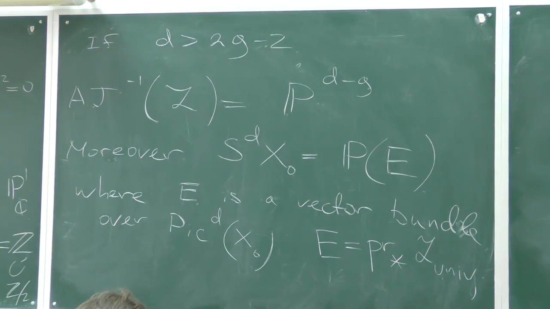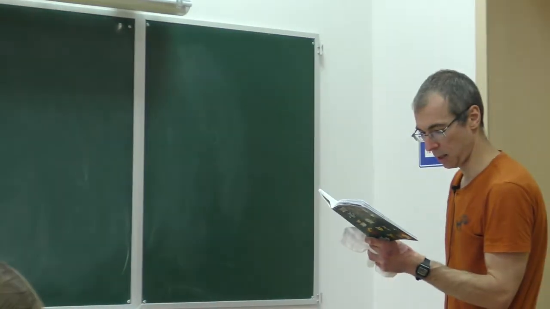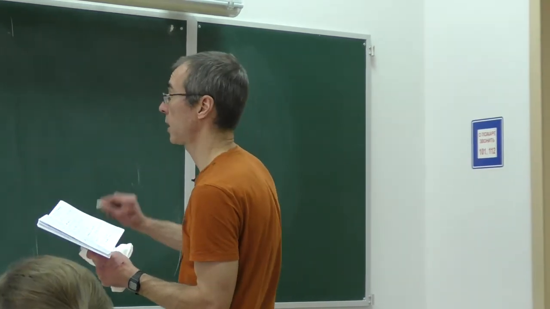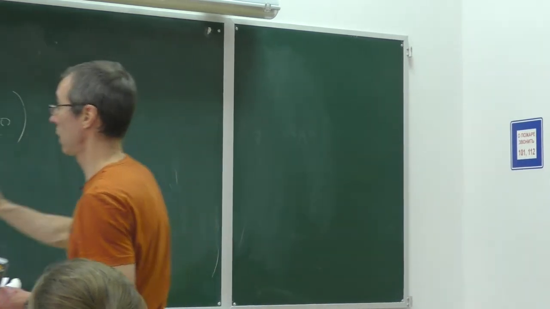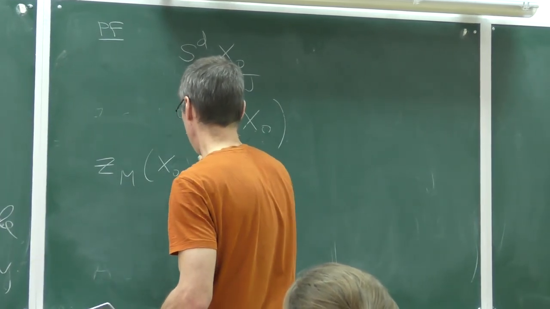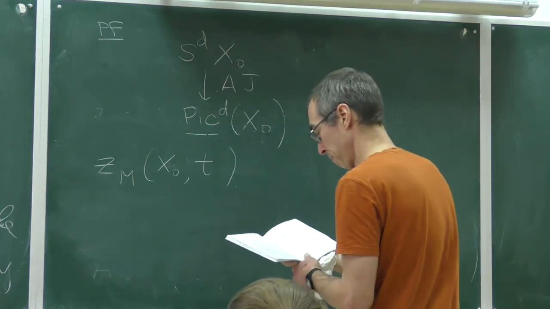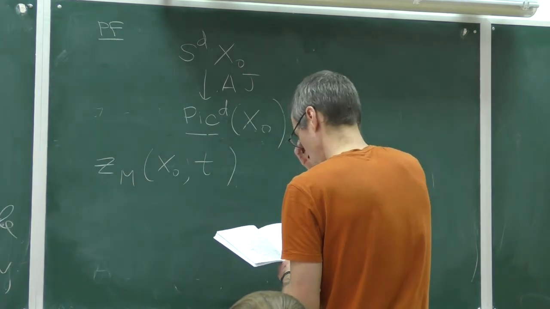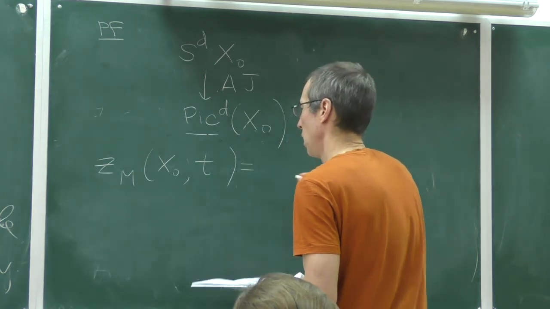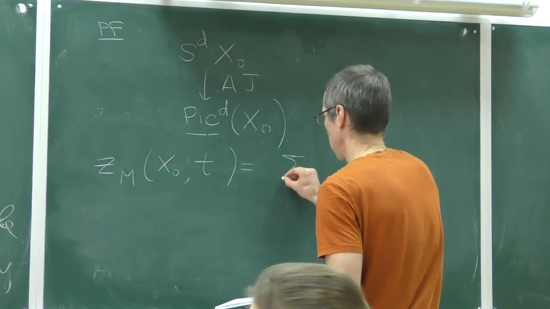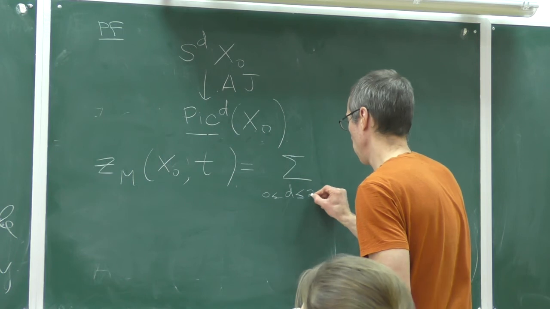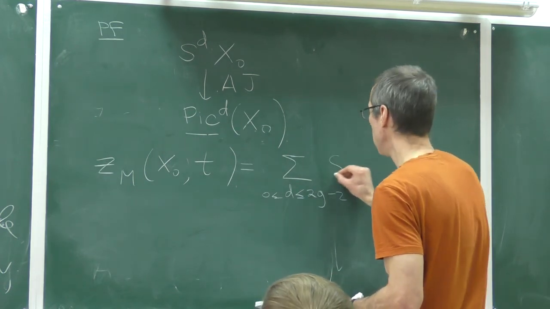Okay. So now with this geometric input, we can easily prove the result. Let's finally give a proof. So I have a zeta function, the motivic zeta function of X0, Z(X0, t). So what is it? It's a sum over the degrees d less than or equal to 2g minus 2 of something. This is s_d(X0). I don't know much about this.